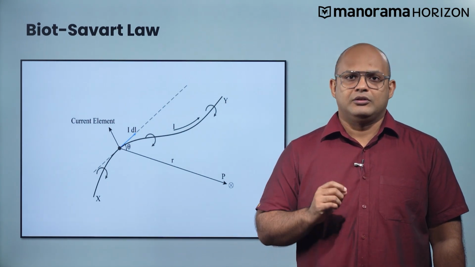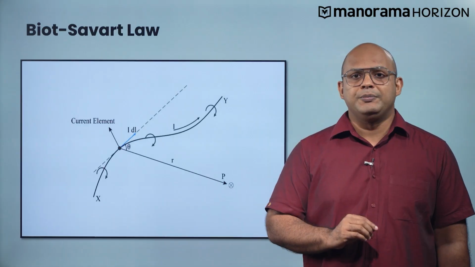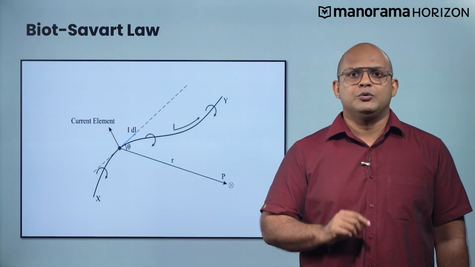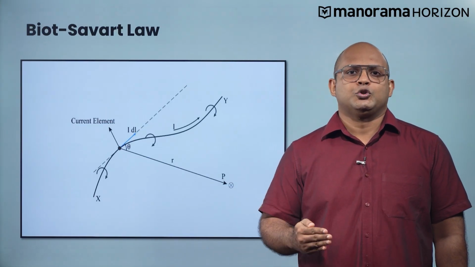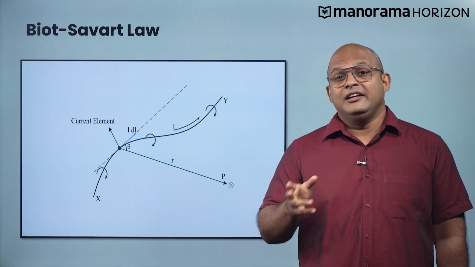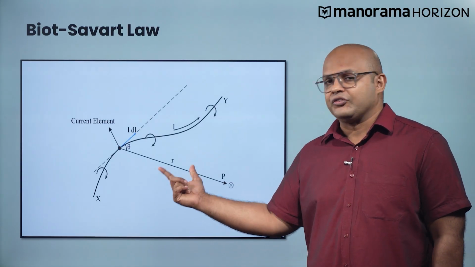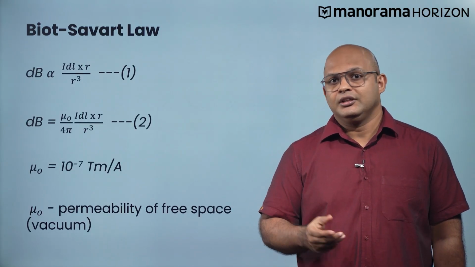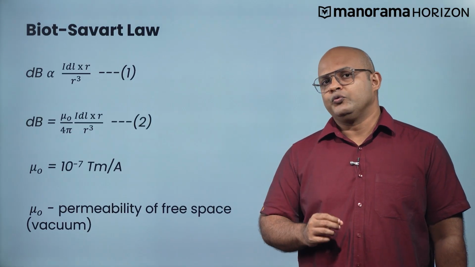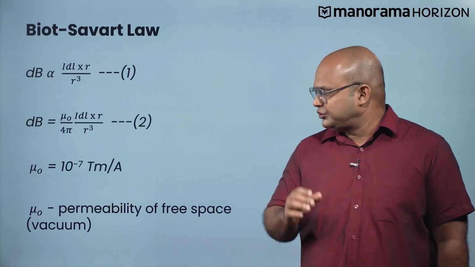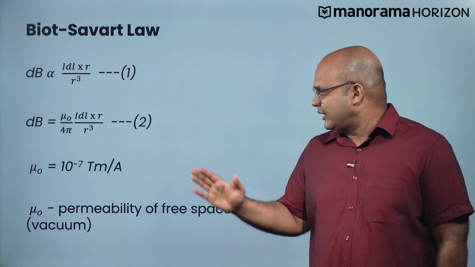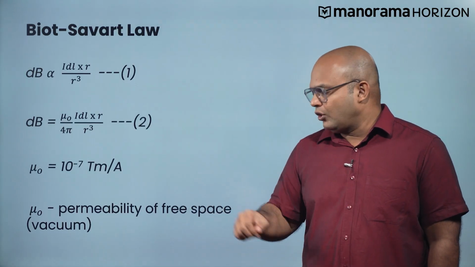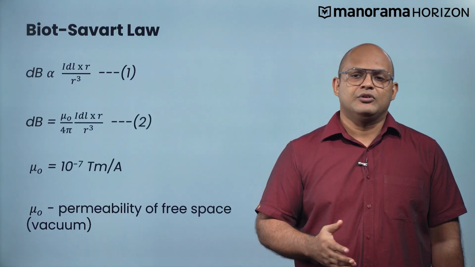As per the Biot-Savart law, the magnetic field at this point P due to this current element, that is small dB, is directly proportional to the current I and the element length dl and inversely proportional to the square of the distance r. Replacing the proportionality with the proportionality constant, we get this relation which holds true when the medium is a vacuum. The proportionality constant has the value of 10 to the power -7 Tesla meters per ampere. Here, mu naught is the permeability of free space or vacuum.